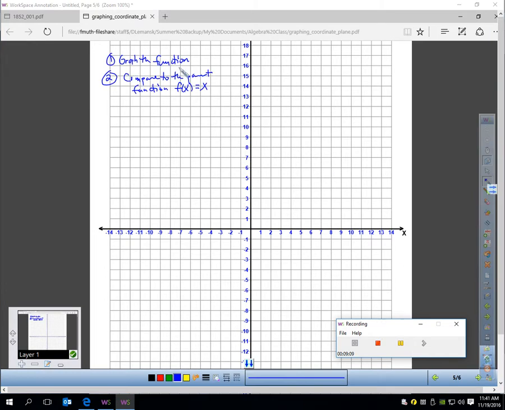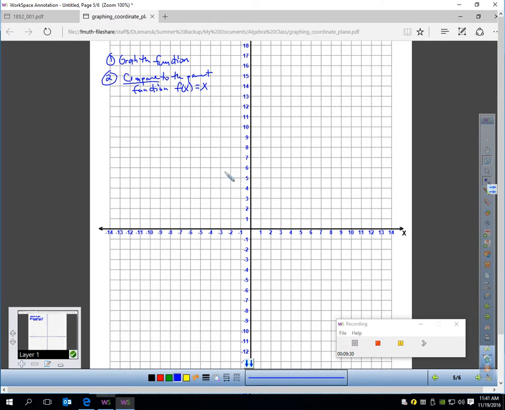So we're going to graph the function. Then it says compare this graph with the graph of f of x equals x, which is the parent function. Compare means we're going to write sentences that explain or contrast the difference between what I graphed and the parent function. So let's graph the function.